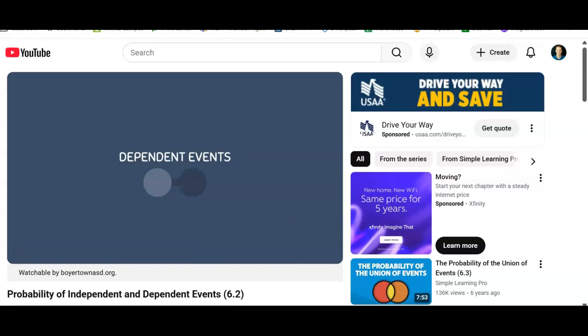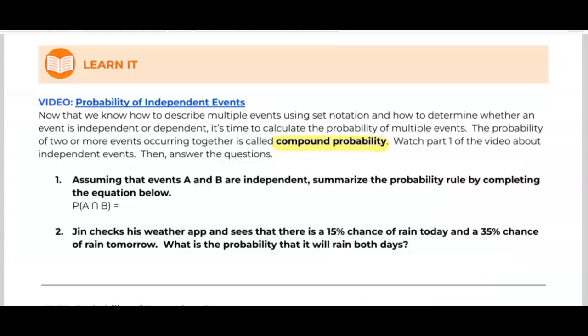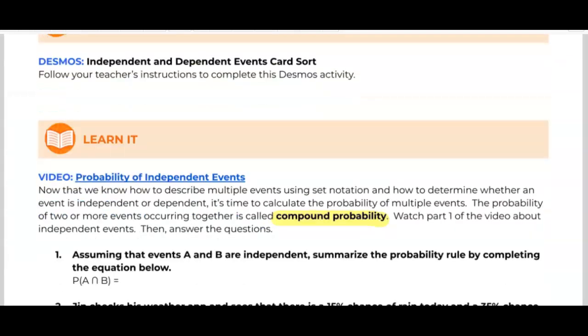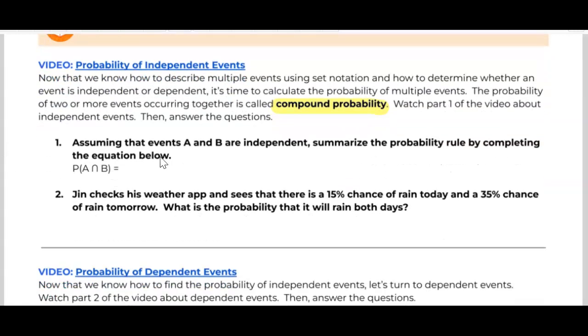All right, we'll stop there for now. Let's go back to the page we were working on, page 23, and take a look at these questions. Assuming that events A and B are independent, summarize the probability rule by completing the equation below. So this gets to what we were just looking at on that screen. What we said is the probability of the intersection of A and B is going to be the probability of event A times the probability of event B.